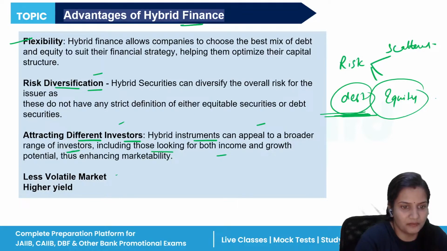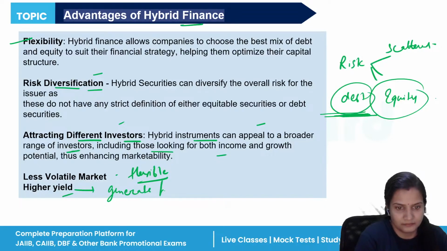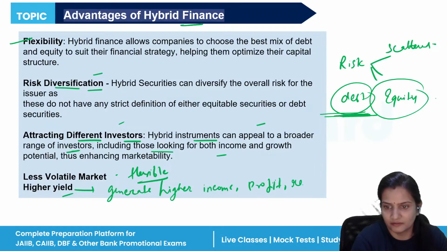Less volatile market. Why? Because it is flexible. And higher yield means it will generate higher income, higher returns, income, profit, or returns.